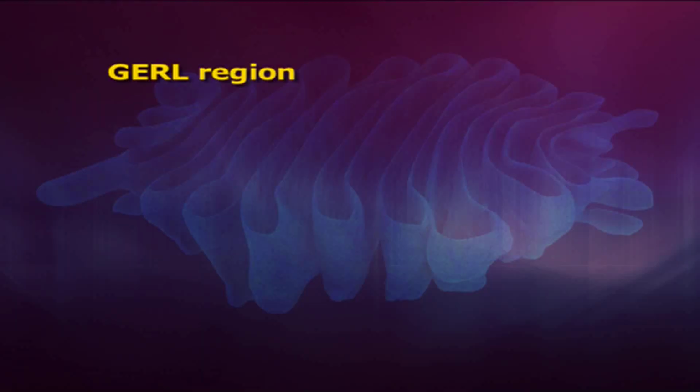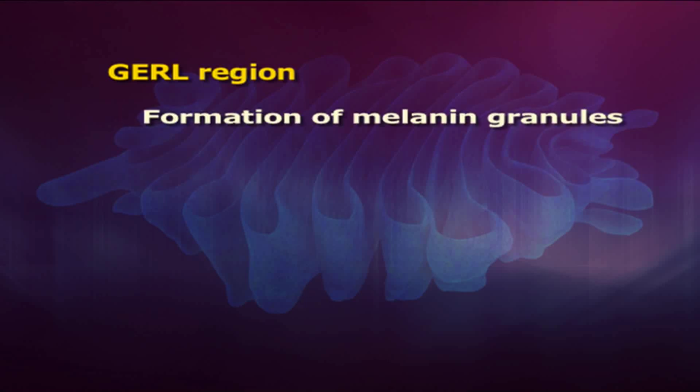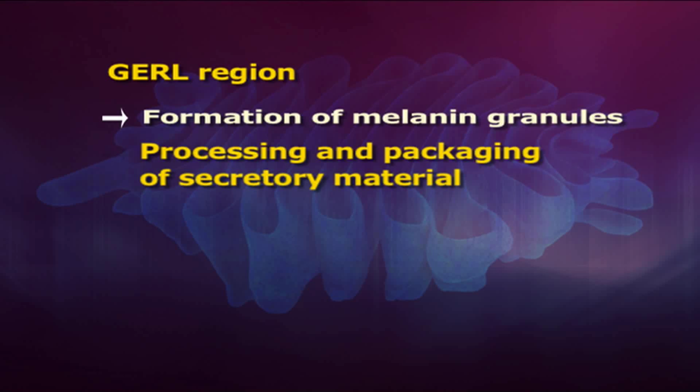There is some kind of traffic control which exists in the Golgi complex to direct the various products to their final destination, that is, to the zymogen granules or the lysosomes. Novikov suggested that the GERL of the Golgi complex is also involved in the formation of melanin granules, in the processing and packaging of secretory material in endocrine and exocrine cells and in lipid metabolism.